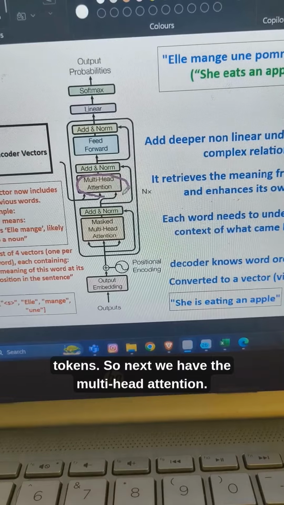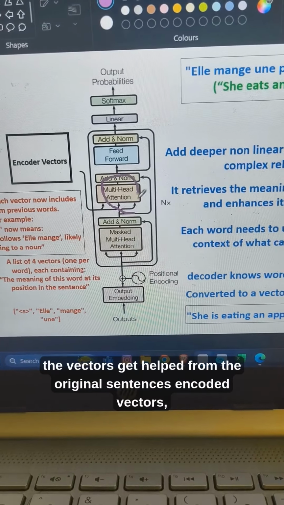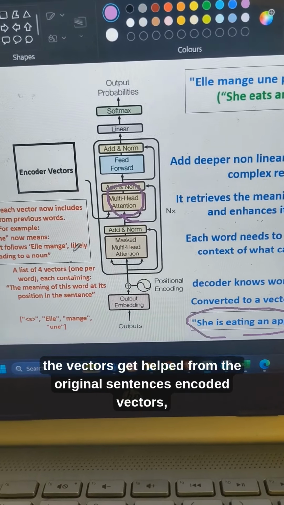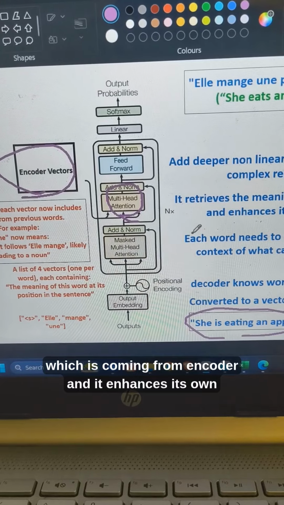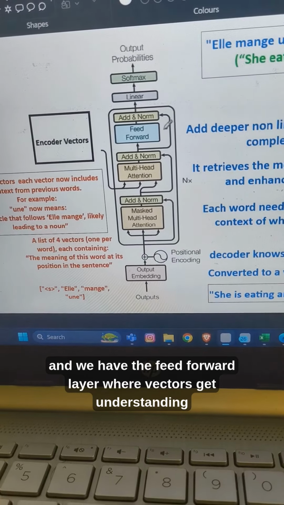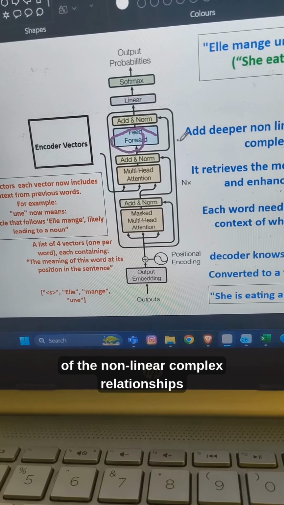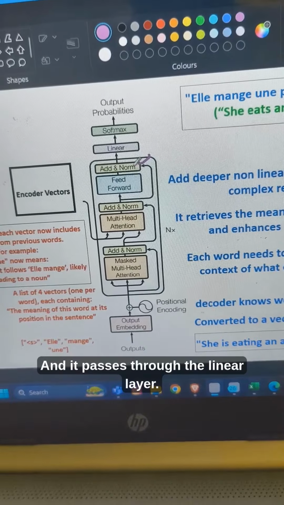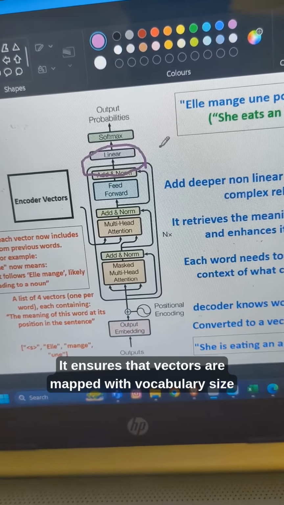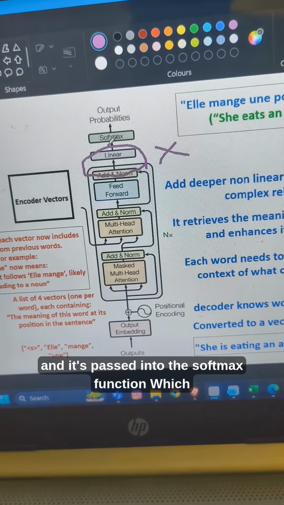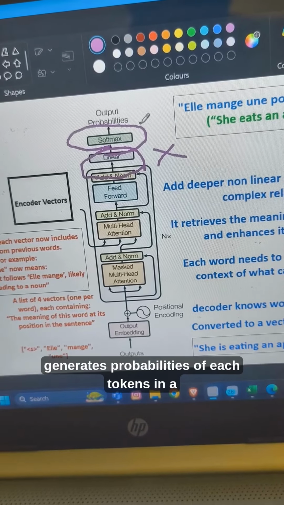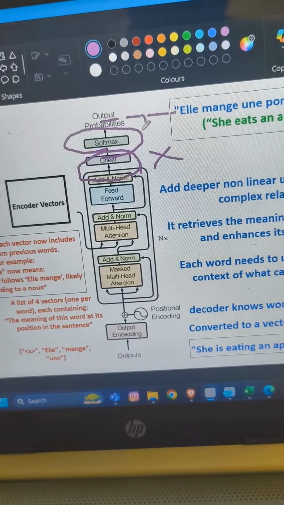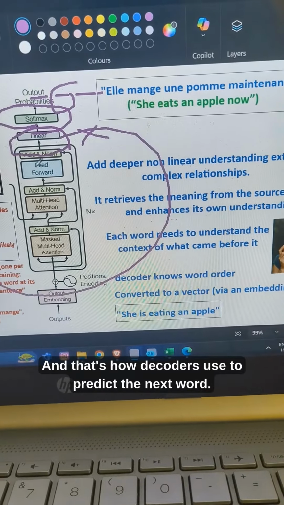Next we have the multi-head attention. In multi-head attention, the vectors get help from the original sentence's encoded vectors, which come from the encoder, and it enhances its own understanding. And we have the feed-forward layer, where vectors get an understanding of the non-linear complex relationships. It passes to the linear layer, which ensures that vectors are mapped to the vocabulary size, and it's passed into the softmax function, which generates probabilities of each token in a particular position. And that's how the decoder is used to predict the next word.